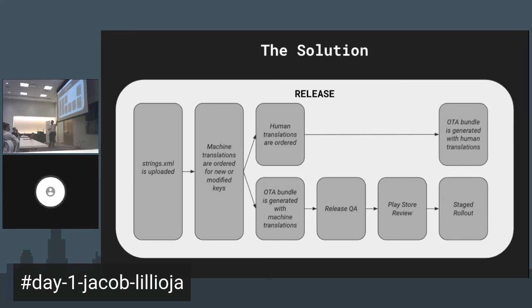it can be occurring in parallel with all of these other time-consuming processes, such that by the time we get to the staged rollout, the first few percentage points of availability of the new release, that human order is completed, and a new over-the-air bundle is generated with those new improved translations. By the time almost all of our users are actually seeing the app, they have the same quality human translations that they would have had if we'd done this in the old-fashioned sequential way.